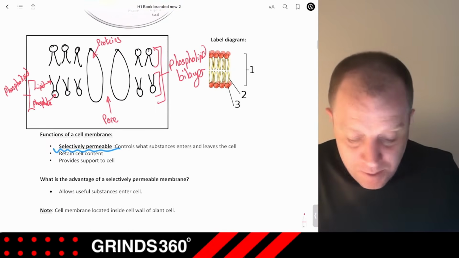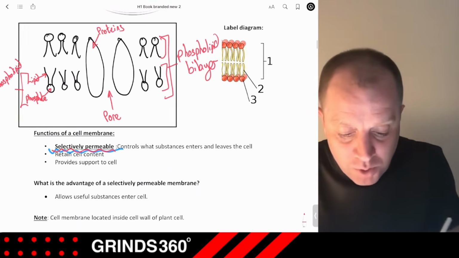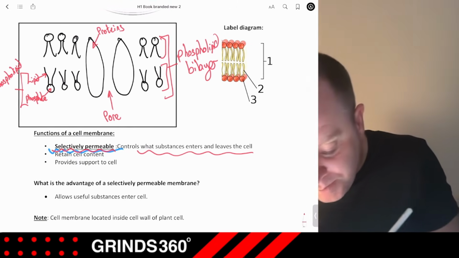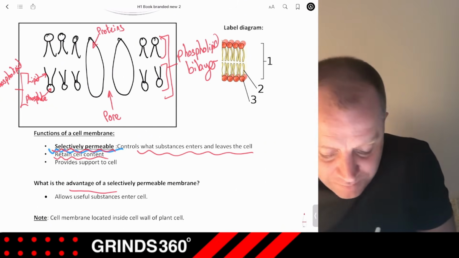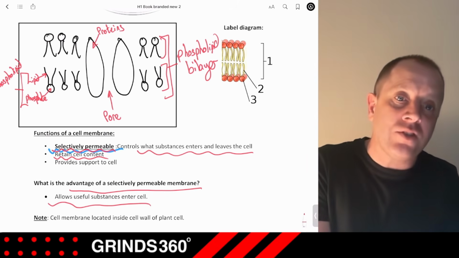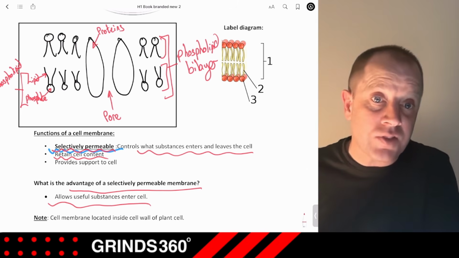Now, this came up a few times. A cell membrane is selectively permeable. It controls what substances enter and leave the cell. The cell membrane also retains the cell content. Very important. Now, what's the advantage of being selectively permeable? It allows the useful substances to enter. Or you could also say it keeps the harmful substances out of the cell.